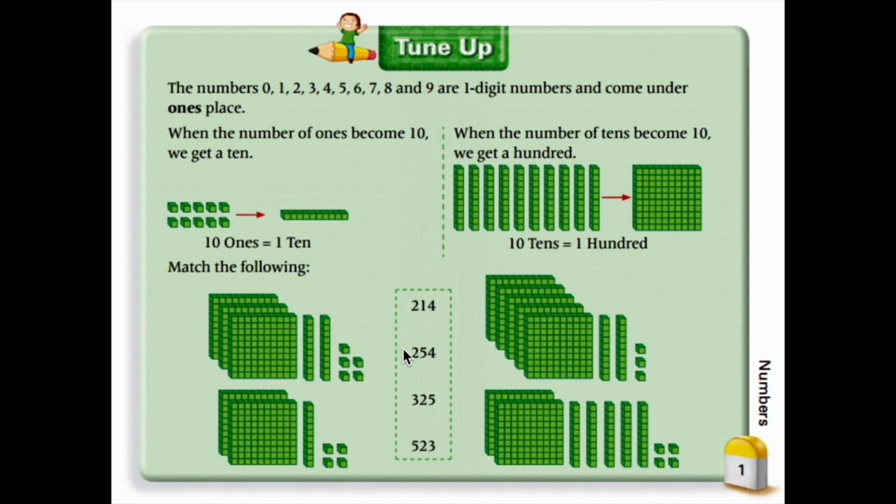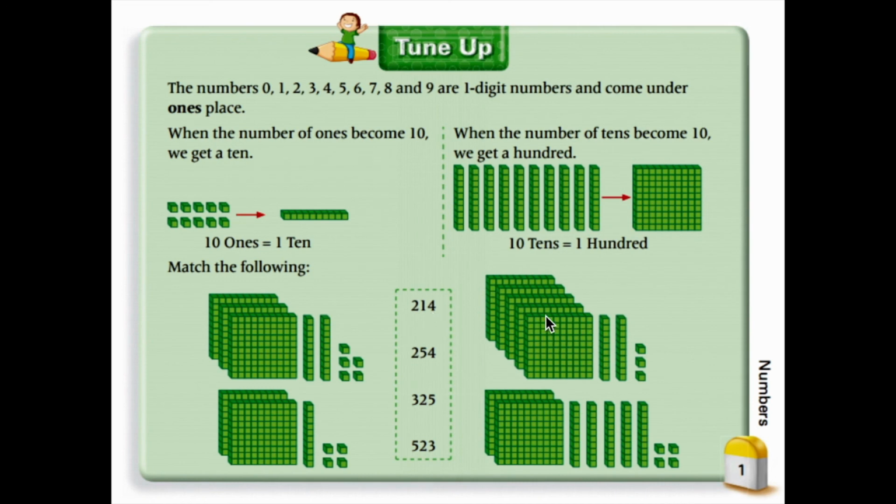Then this one we have 2 hundreds, 1 ten and 4 ones. So if we see over here, both these numbers have digit 2 in the hundreds place, but in the tens place this number has digit 1, right? And over here also we have 1 ten and then 4 ones, over here also 4 ones. So over here this set of blocks is matched with the number 214.